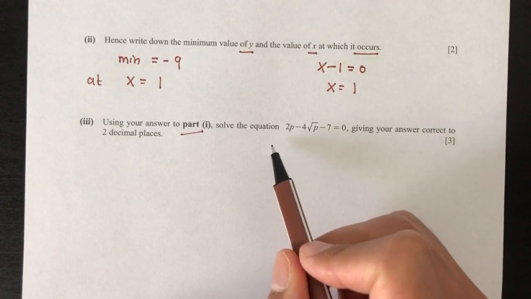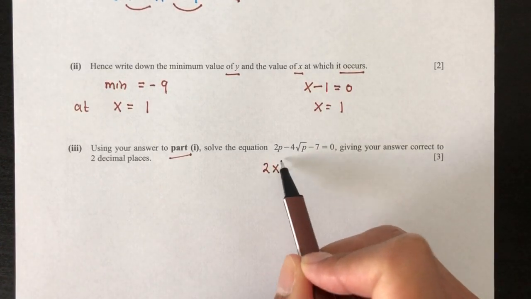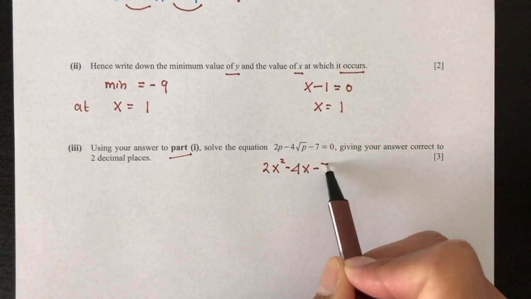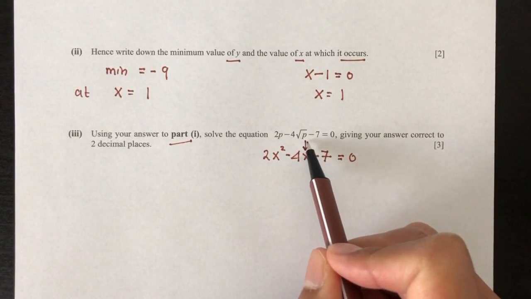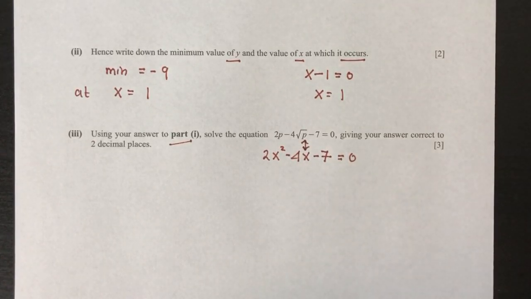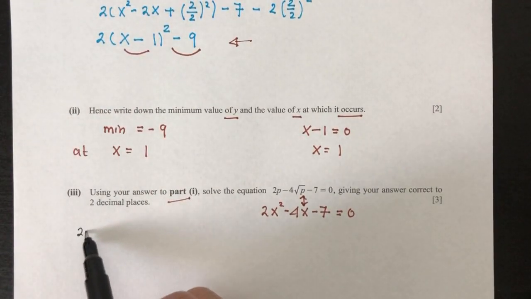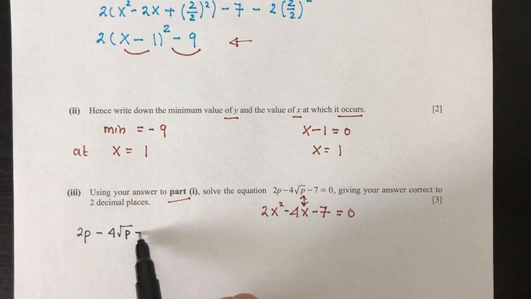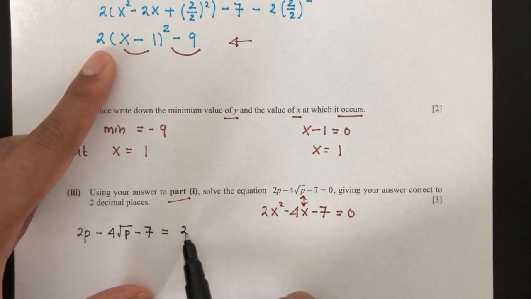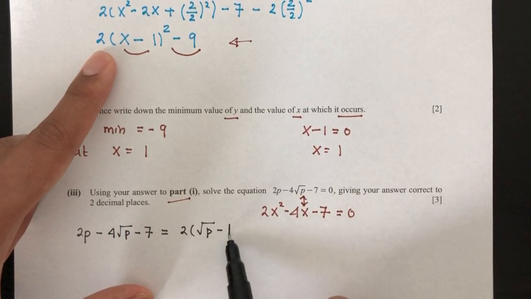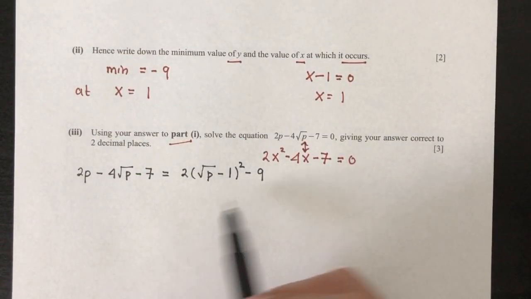Now for part 3: using your answers to part 1, solve this equation. If you observe, in your first equation you had 2x squared minus 4x minus 7 equal to 0. If you compare, root p will be x here. So if you convert this to complete square form, you have 2p minus 4 root p minus 7. We just replace the value of x by root p. You will have 2 times root p minus 1 squared minus 9. So we have to solve this equal to 0.